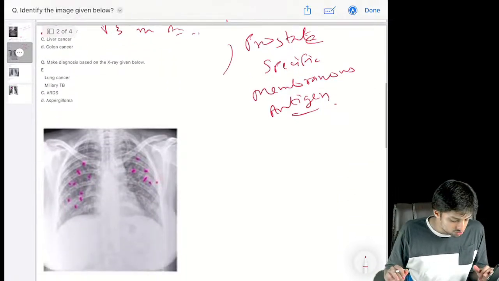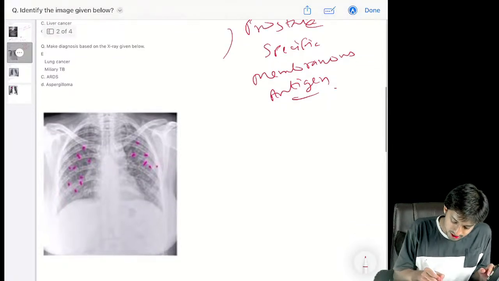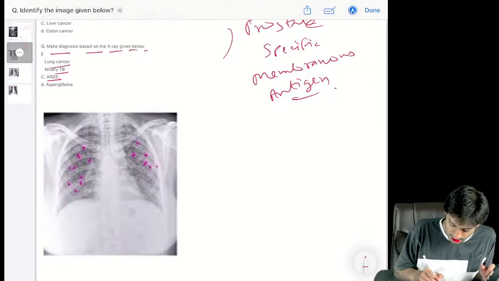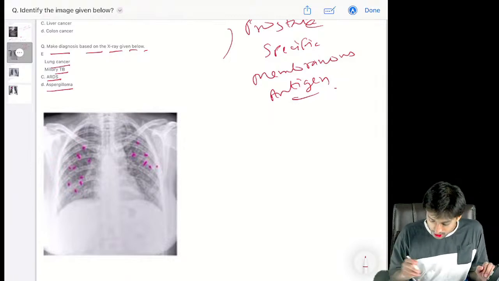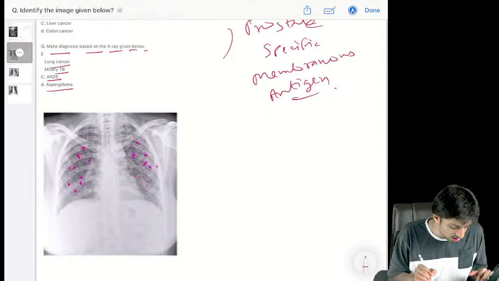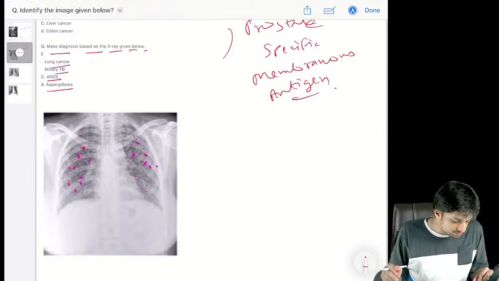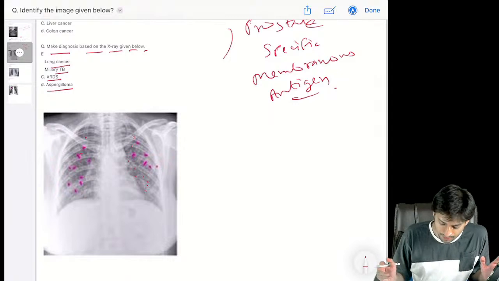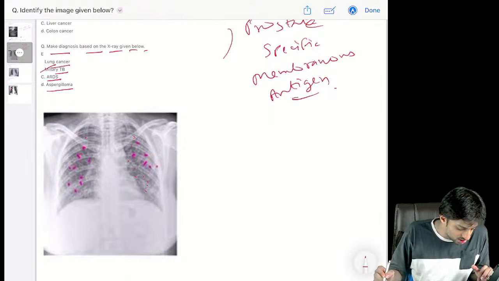Now coming to the next question, what was it? This was a common and simple question. You guys have studied this. Make diagnosis based on the given X-ray: lung cancer, miliary TB, ARDS, or aspergilloma. See, you can see dot-like, small millet-like appearance over the complete lung. This is a very specific, very common repeat kind of question. Simple answer: it was miliary tuberculosis, right?